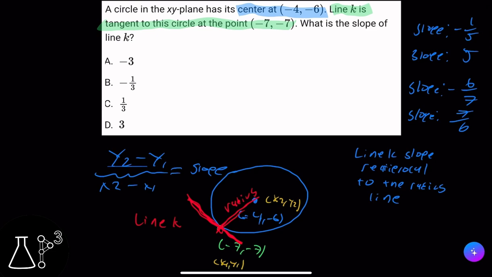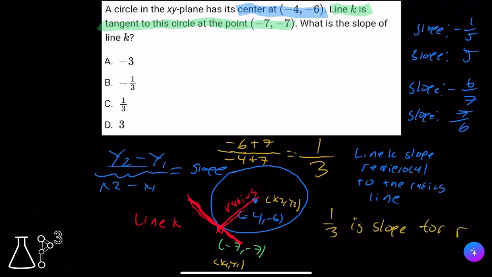So now I plug that into the equation. I would do -6 minus y1, which is -7, so -6 plus 7, divided by x2, which equals -4, minus x1, so -4 plus 7 as well. -6 plus 7, I get +1. And then -4 plus 7, I get 3. So 1/3 is the slope for the radius, or r. And then if the slope of the radius is 1/3, the reciprocal is -3.